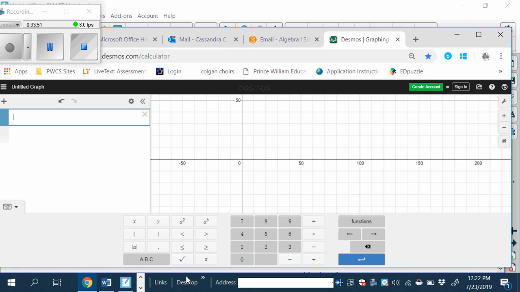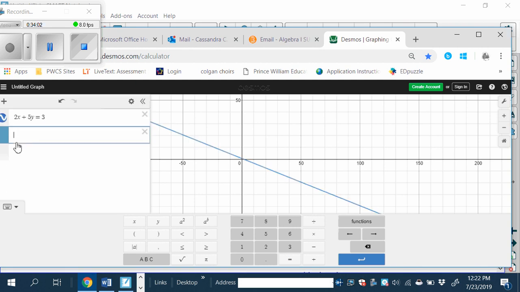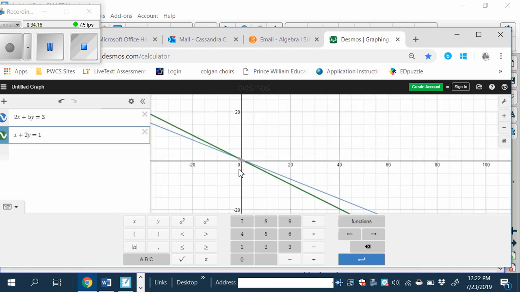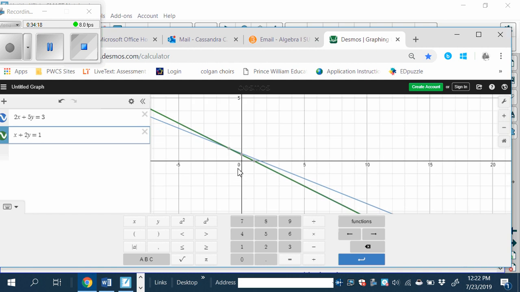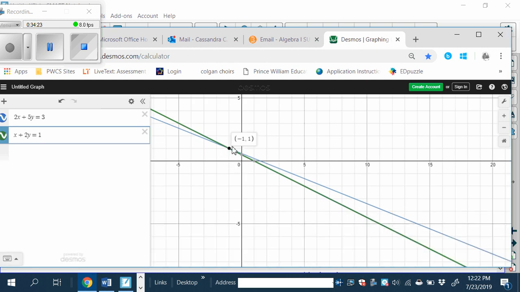So I've got 2x plus 5y equals 3. All right. And then the next one is x plus 2y equals 1. Okay, so I'm going to zoom in a little bit so I can see these points distinctly. Okay, so I want to find out where these lines intersect. And as you can see, they intersect right here.